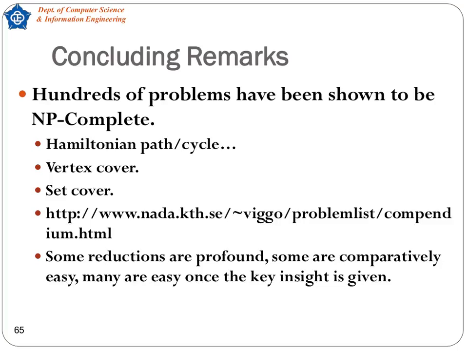Now, as we conclude our discussion, you'll see that hundreds of decision problems have been classified as NP-complete. Classic examples include finding a Hamiltonian path or cycle, determining a minimum vertex cover, and tackling the set cover problem. For a detailed list of these NP-complete challenges, be sure to check out the comprehensive catalog available at the link provided. And remember, while some reductions require deep insight, many turn out to be surprisingly straightforward once you zero in on the core idea.